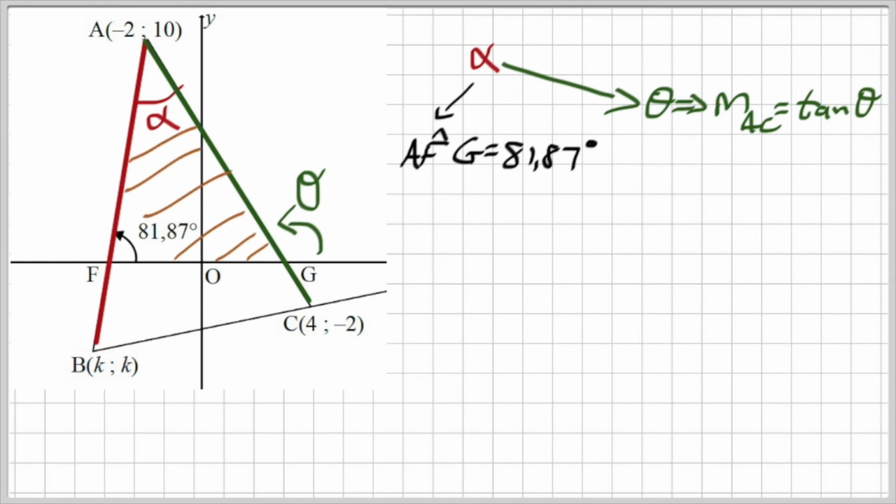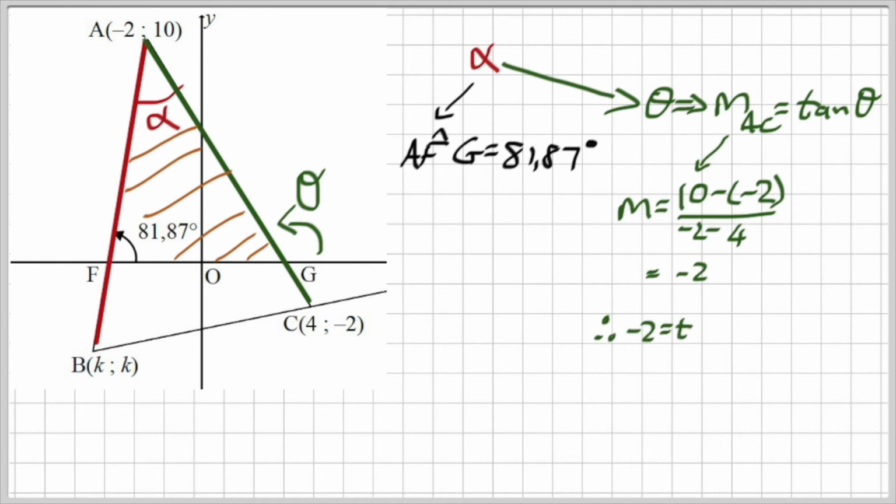So I'm going to look at that triangle to eventually solve alpha. So let's start by getting theta. The gradient of AC, 10 minus negative 2 over negative 2 minus minus 4. The gradient is negative 2, that makes sense because the graph is sloping down.